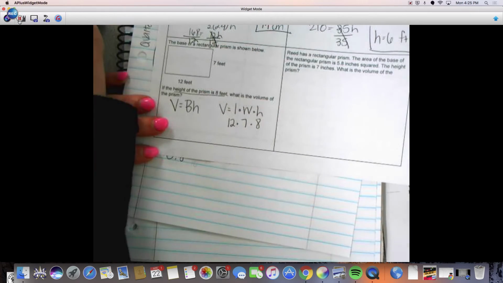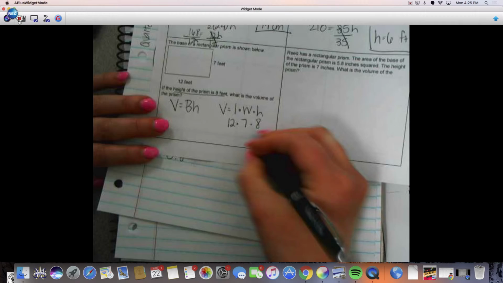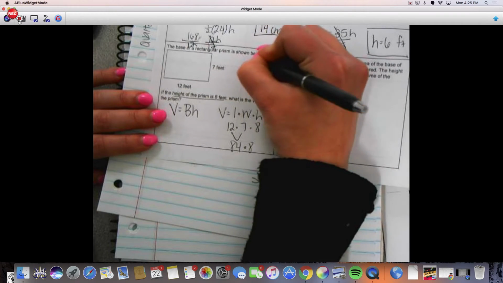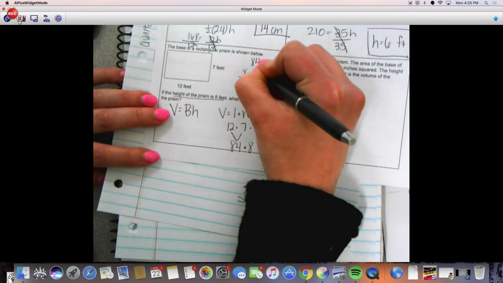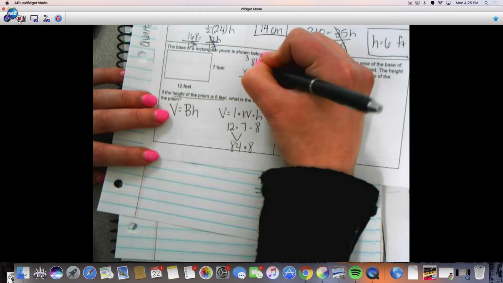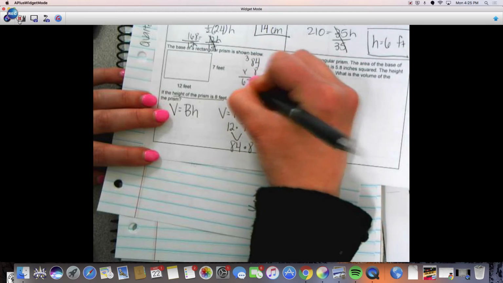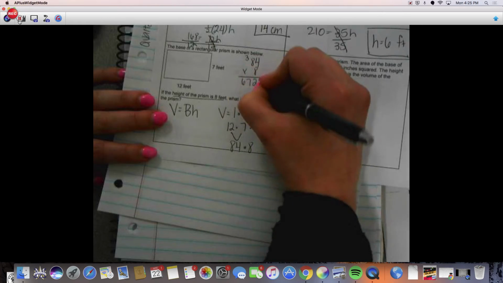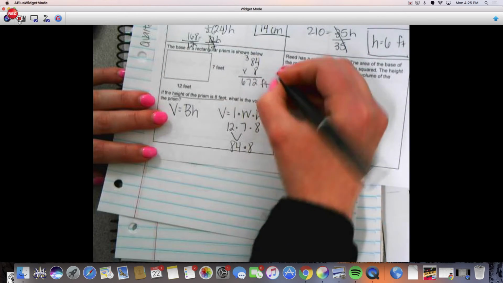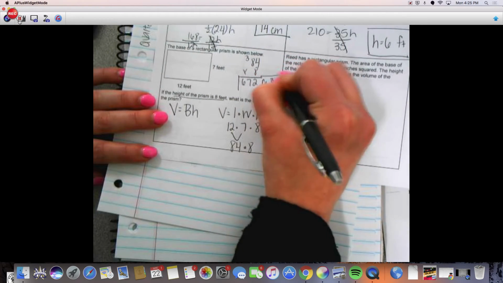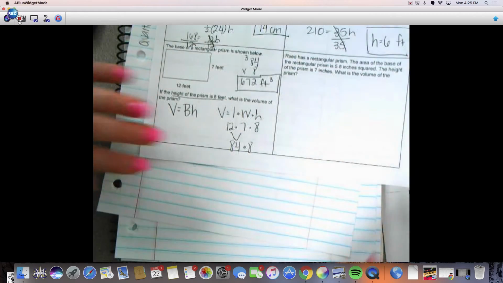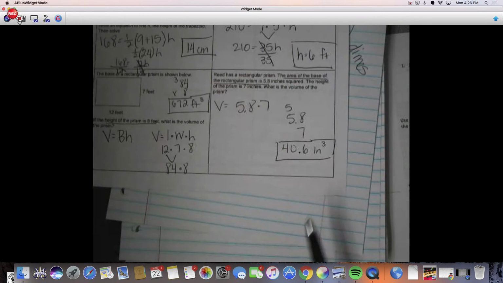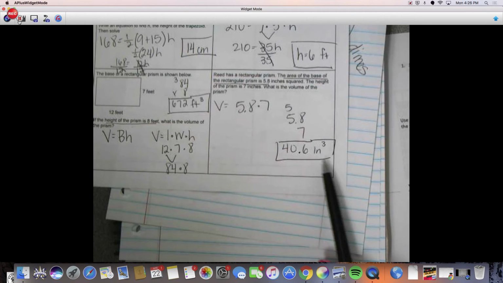Well, I know that 12 times 7 is 84, so now I'm going to multiply that times 8 to get my answer. And I get 672 feet in its volume, so it's cubed. Go ahead and try this last one on your own, and you'll be ready to check it. All right, go ahead and check your answer. You should have gotten 40.6 inches cubed.